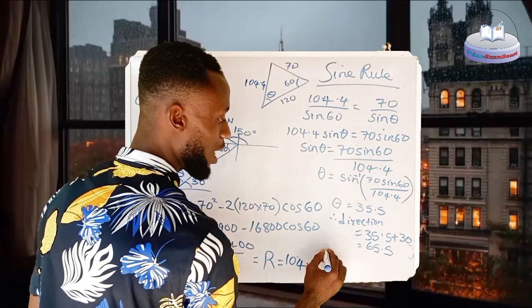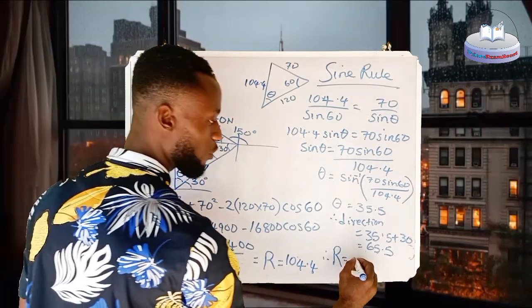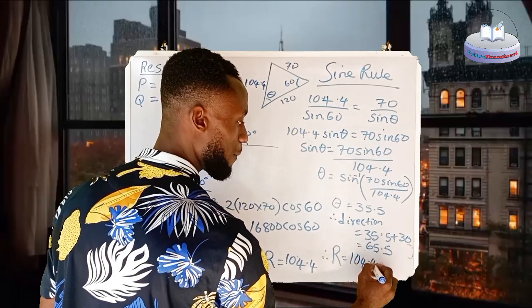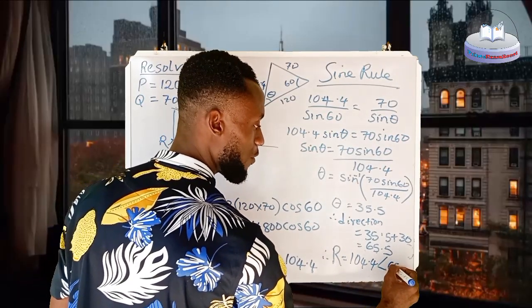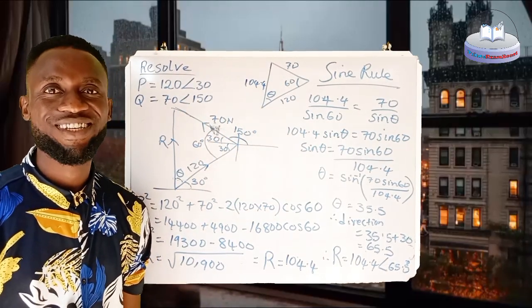65.5. Therefore, how do you represent your resultant? Now we'll say it is simply 104.4 in the direction of 65.5 degrees. That is how easy it is.